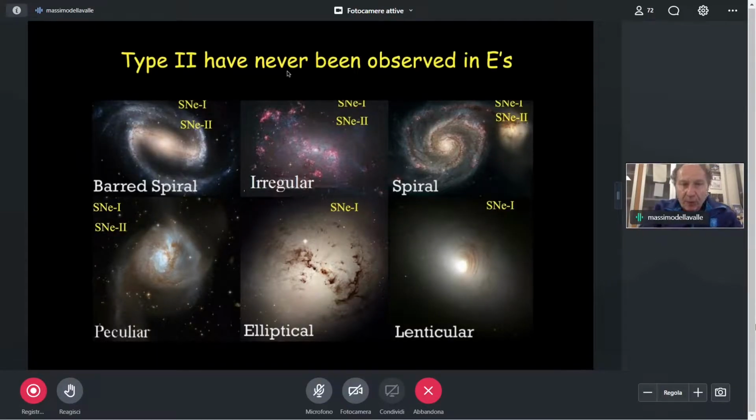The important point is the following: type 2 supernovae have never been observed in elliptical galaxies, but only in irregular and spiral galaxies, where star formation is still active. And type 1 occur in all types of galaxy, star-forming and very old passive ellipticals.